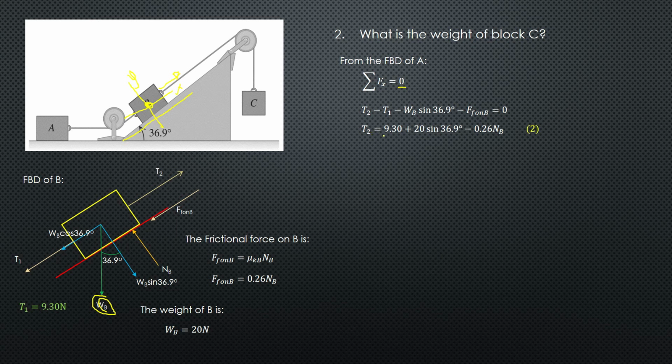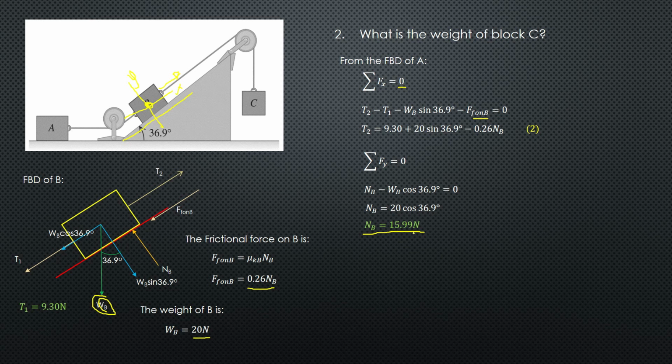So T2 is equivalent to 9.3 plus 20 sine 36.9. Weight of B is given. Okay. And frictional force, we had an equation here. Okay. Now summation of forces along y will also be equal to 0. So all the vertical components, so this is going up, this is positive, and this is going down, negative. So that is NB, normal force, minus weight of B cosine 36.9 degrees will be equal to 0. So the normal force can be solved, and the value is 15.99 newtons.